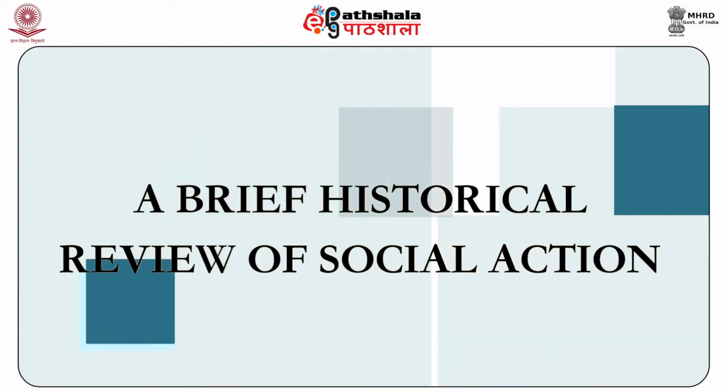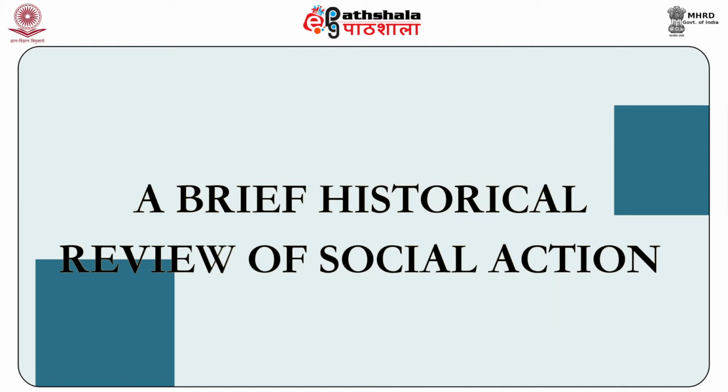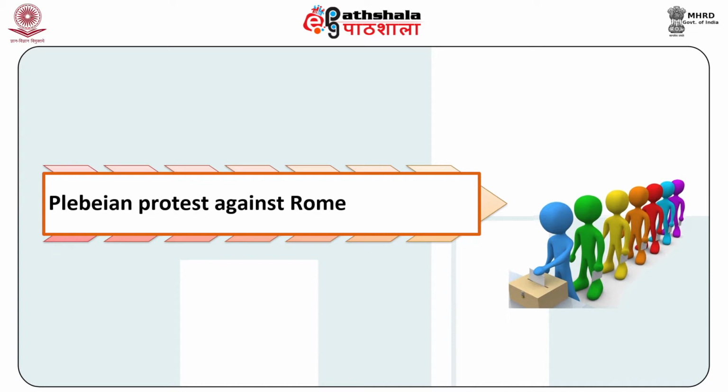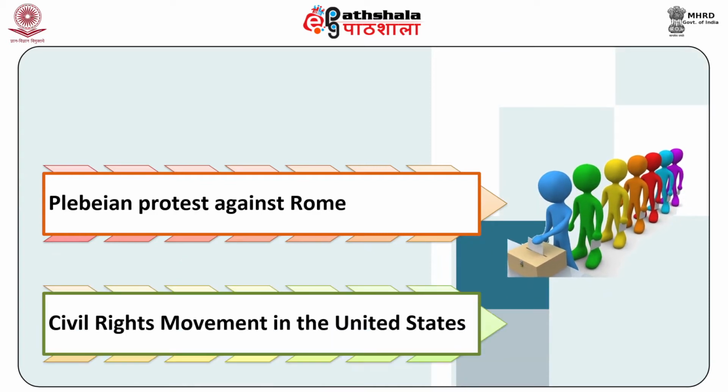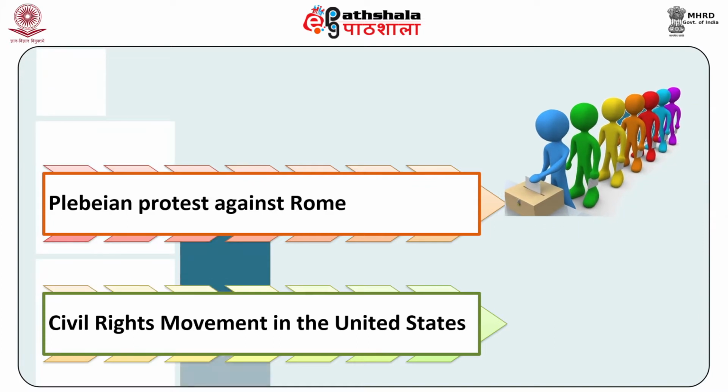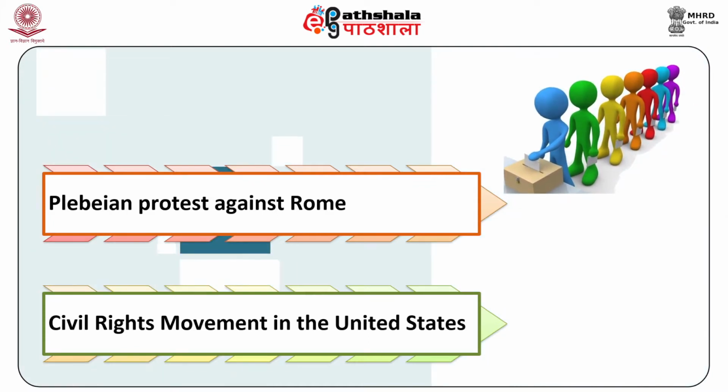Let us look at the brief historical review of social action. Social action is as old as human society. Its manifestation in some form or other can be tracked from the available historical records, from the plebeian protest against Rome in the 5th century BC, from ancient Rome to civil rights movements in the United States. It has had a long and varied history.